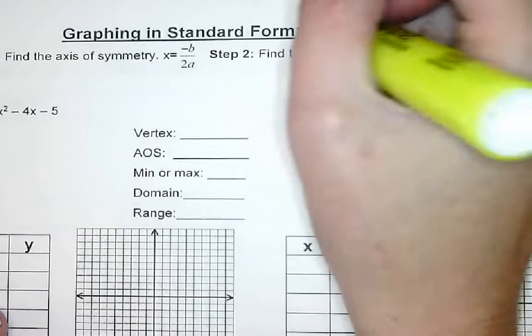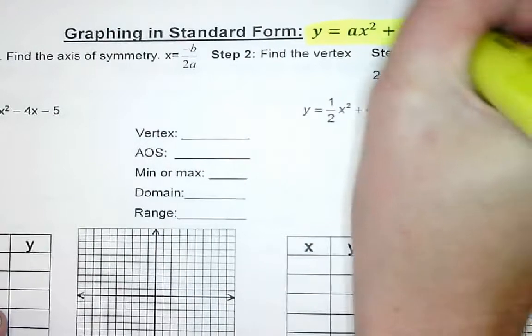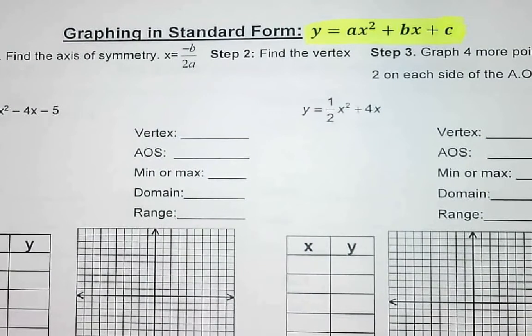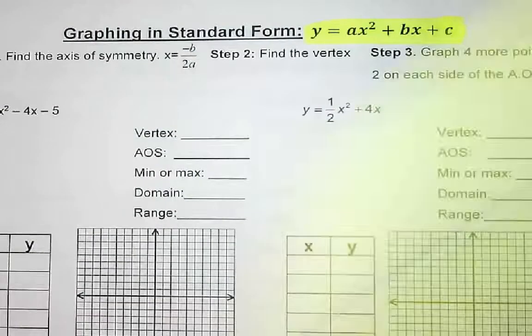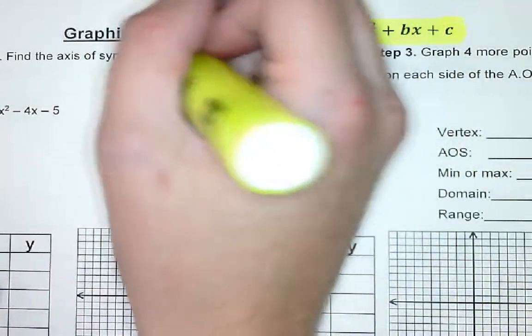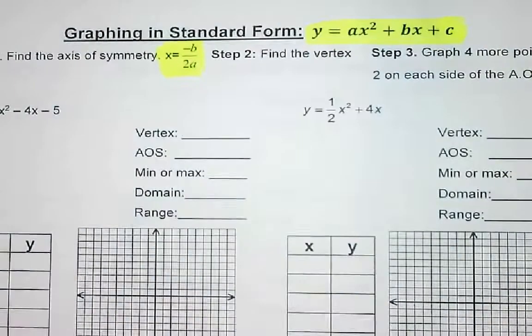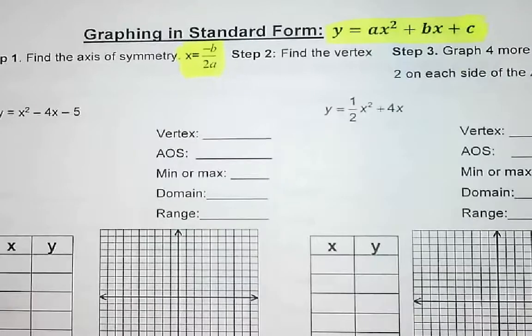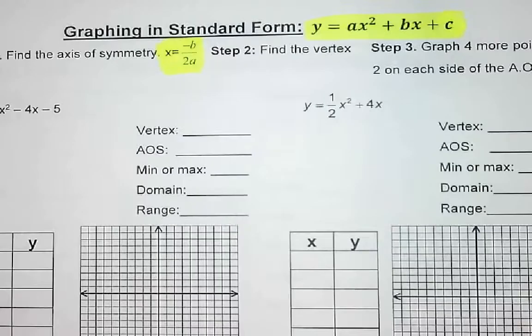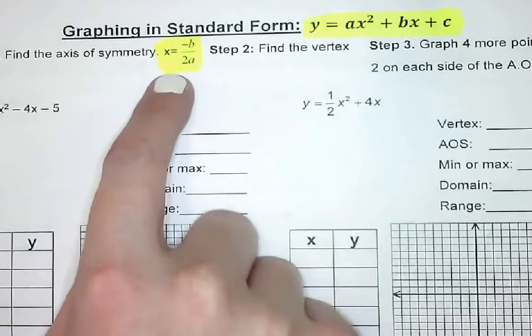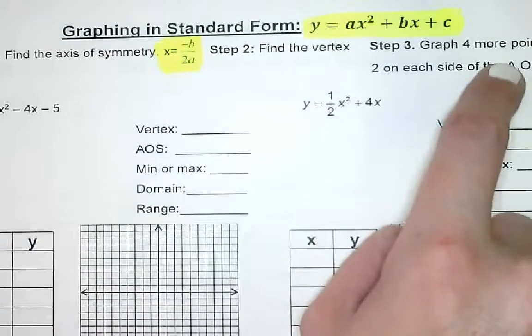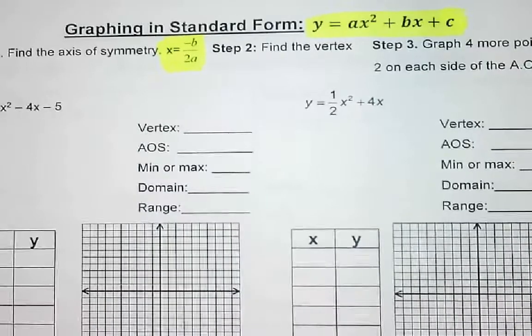So this first kind that we're going to be doing is graphing in standard form, y equals ax squared plus bx plus c. And guys, the first thing that you're going to do is find that axis of symmetry. Even though we don't have a picture, we can still find our axis of symmetry. Then we're going to use the axis of symmetry to find the vertex, and then we're going to try to graph 4 more points.